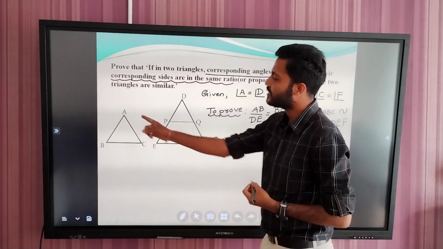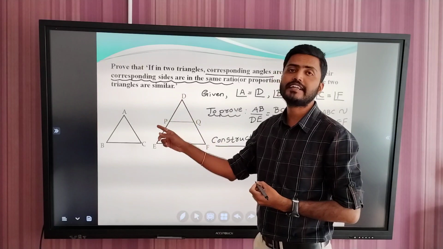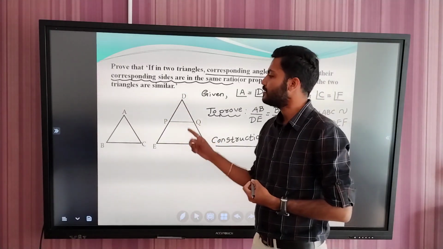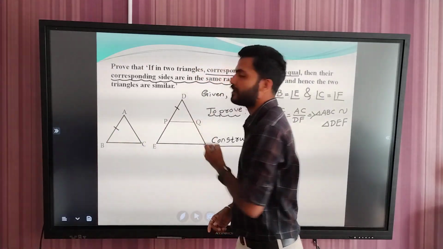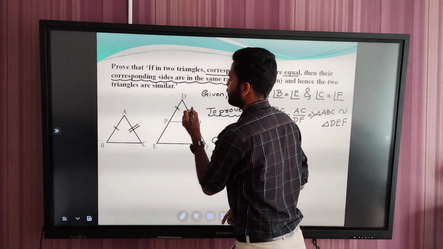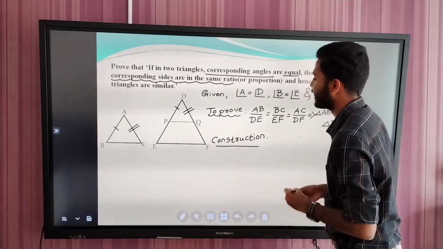What I do is I measure the sides AB and AC and take points P and Q on DE and DF such that AB length is the same as length DP. Okay, and what is the length of AC? The same length is of DQ. So that is the construction that I am doing here.